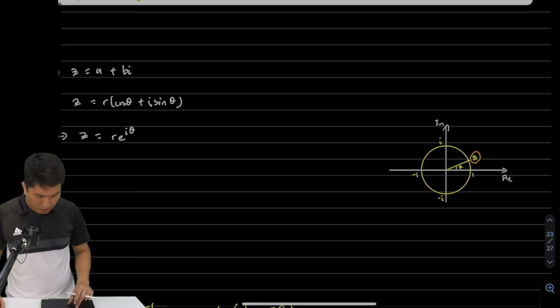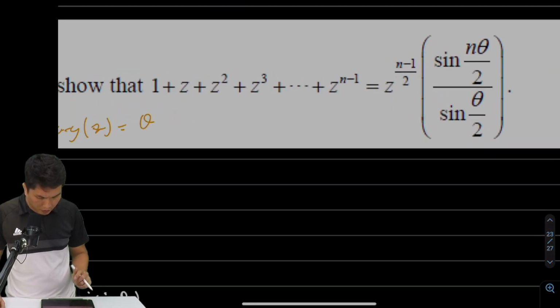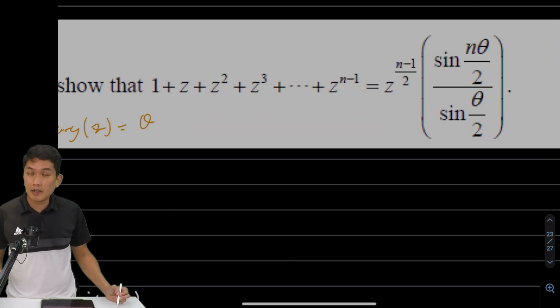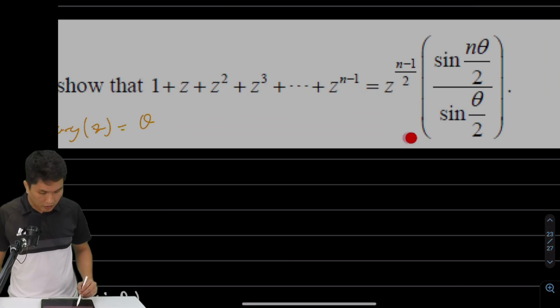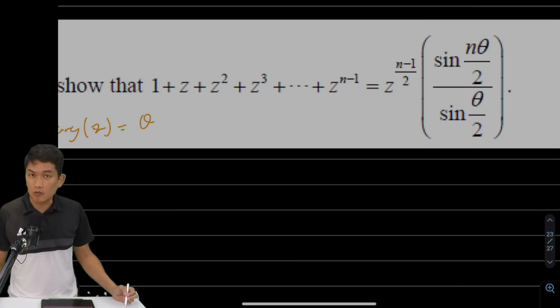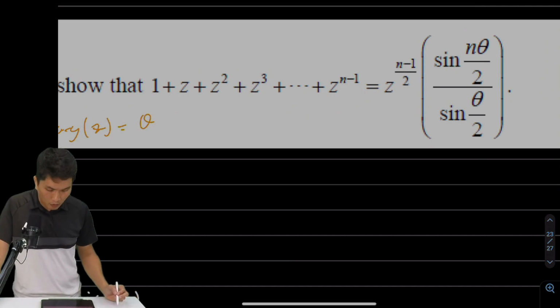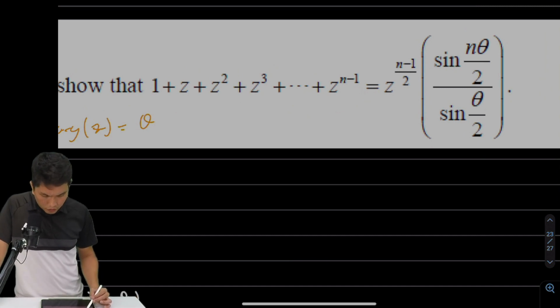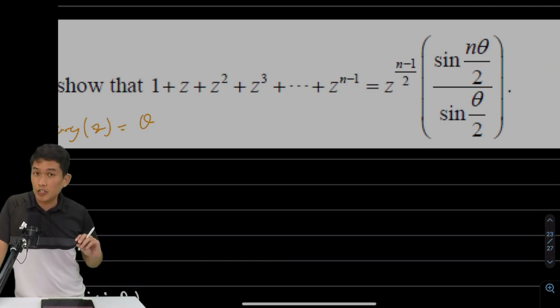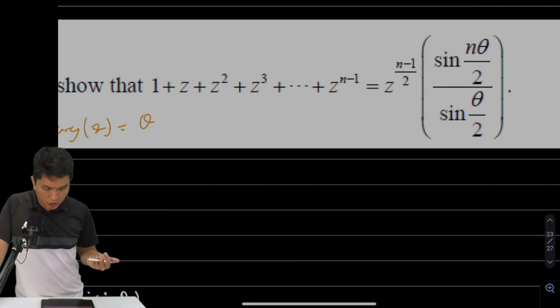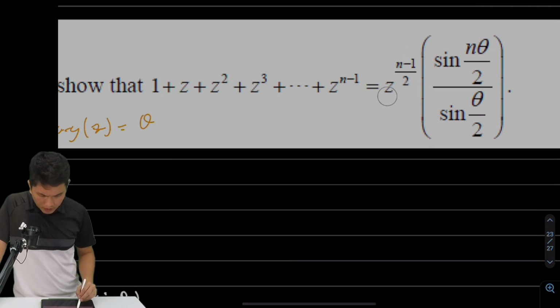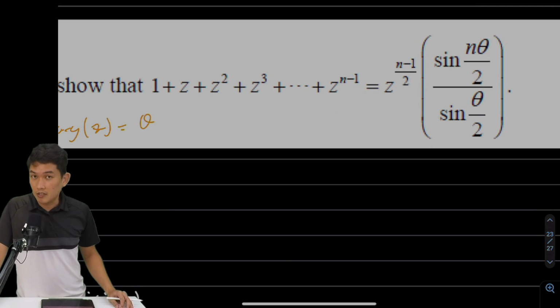Now, what are we supposed to do in this question? We're supposed to show that if we do a geometric series with this complex number, 1 plus z plus z squared, all the way to z to the n minus 1, this is equal to this monstrous looking fraction over here. Now, a few things to take note. Number 1, what we're supposed to show, you realize that there are some sine terms over here. That kind of hints that we need to change to polar form. We need to change to polar form, okay? And then this one over here looks a bit suspicious as well, but maybe we'll get there in due time.